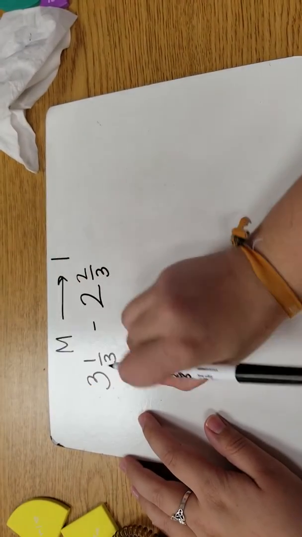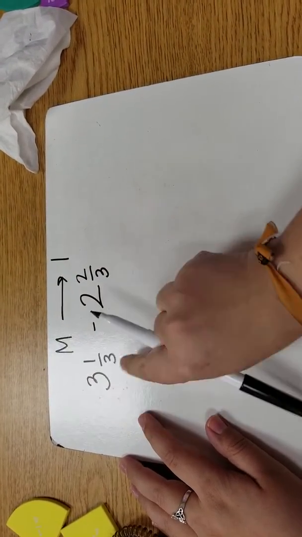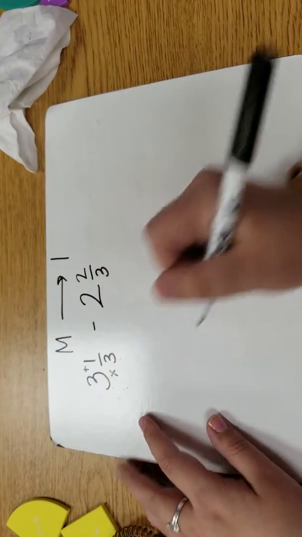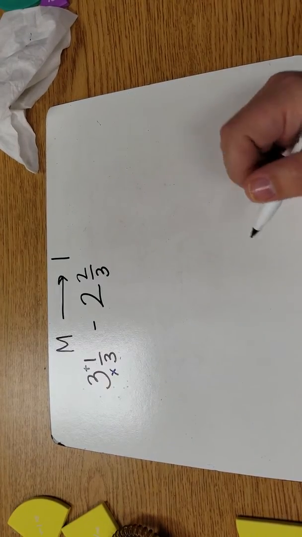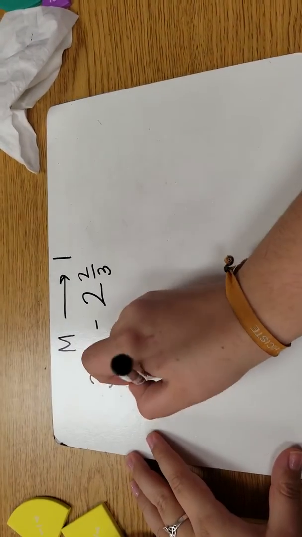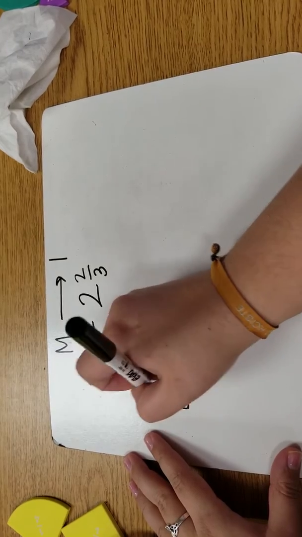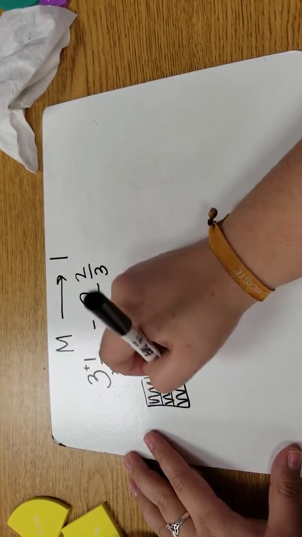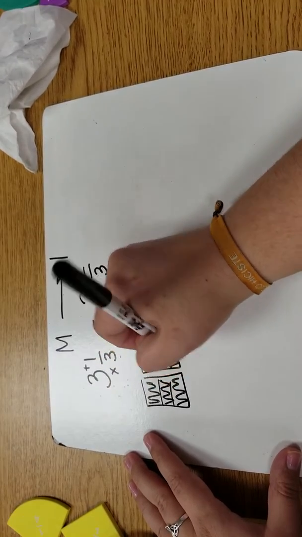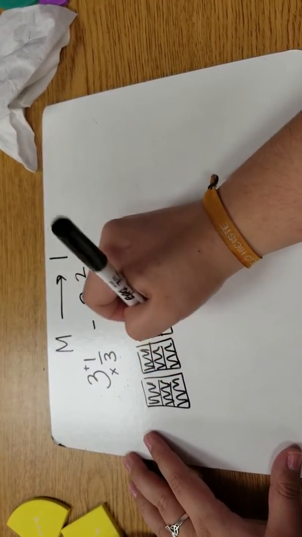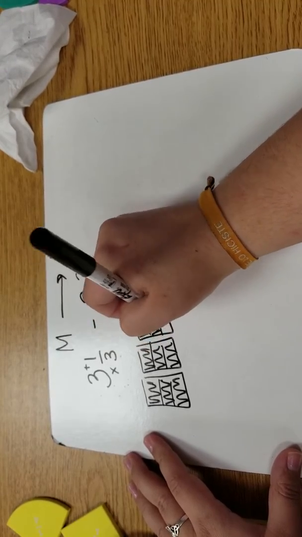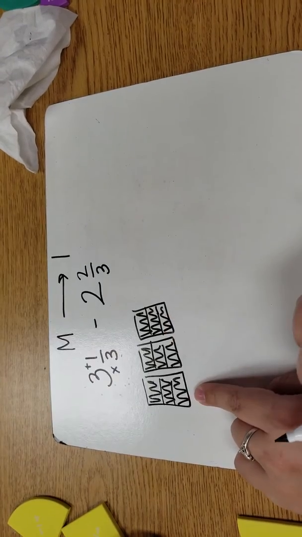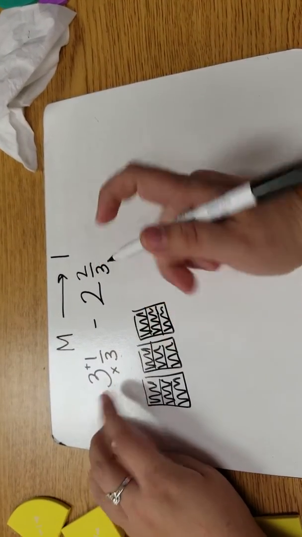So I always explain that we're going to multiply our denominator by our whole number, and then we're going to add our numerator. And the reason this works is because our whole number really is 3 sets of our denominator. Our denominator is 3. And I have 3 plus 3 plus 3, which is 9. And 3 times 3 is 9.